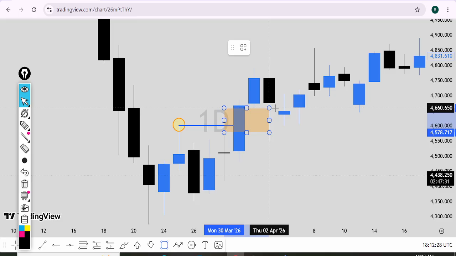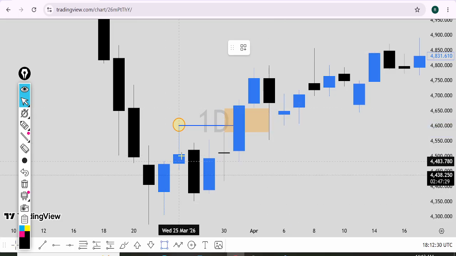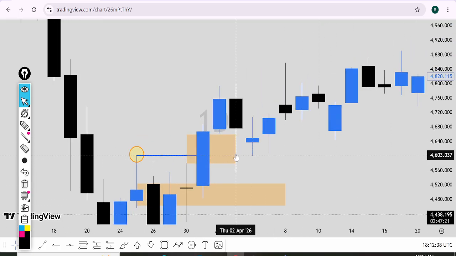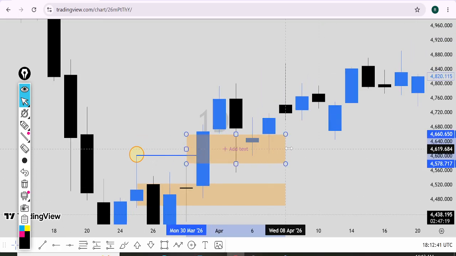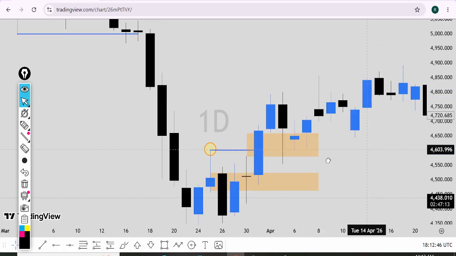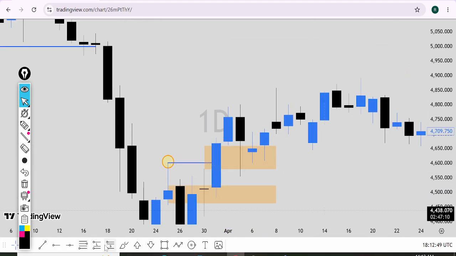The first PD array here is the fair value gap, the second PD array here is the breaker, and this one is the breaker. Price just tapped the fair value gap. You see, candlestick wicks can do the damage, but bodies will respect. Bodies are respecting the fair value gap. So we will be looking to buy from here. We are long from here.